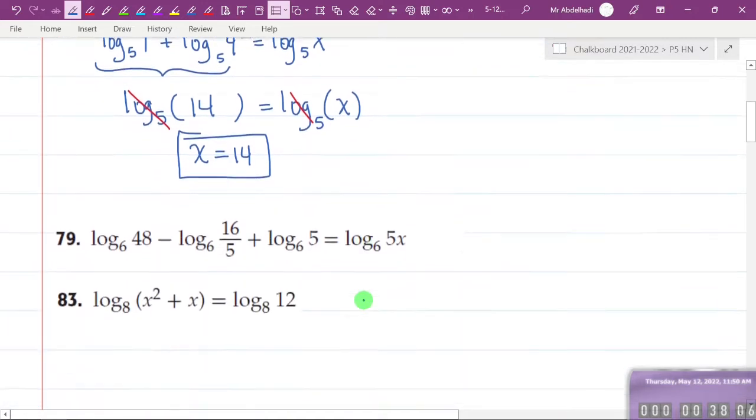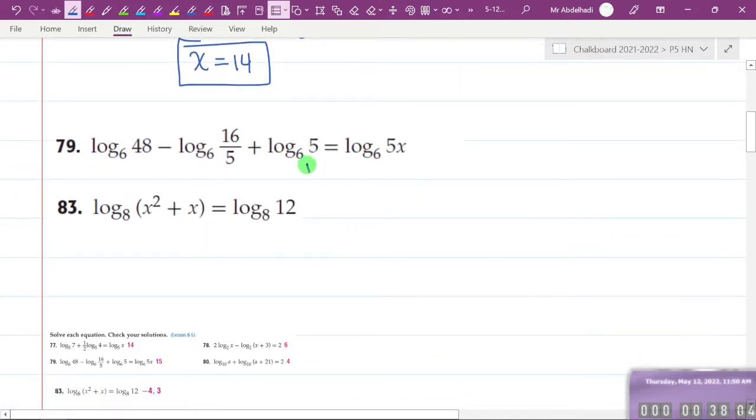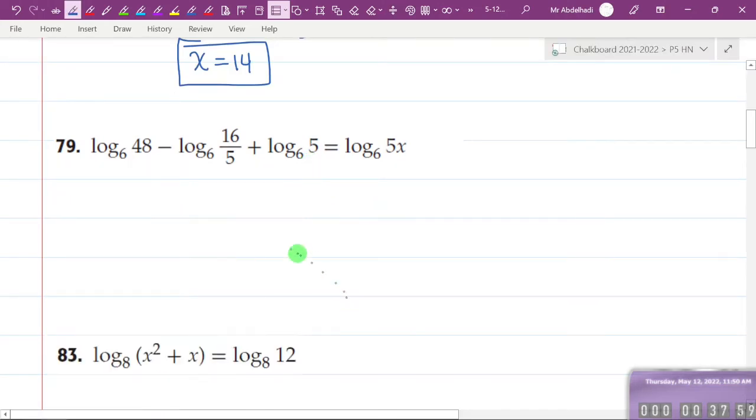All right, let's go on to number 79. Number 79, we have 3 logarithms on the left. And what we want to do is combine all 3. Now, we can only do 2 at a time. So if we try to do the first 2, we're going to be dividing 48 by 16/5, which creates a compound fraction, which honestly I'd like to avoid. So I'm not going to do the first 2.